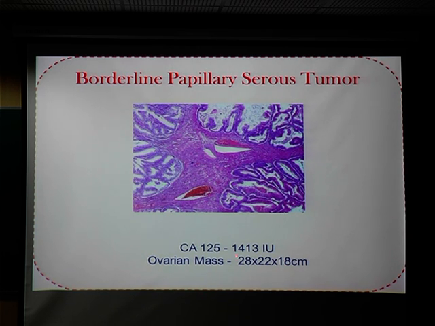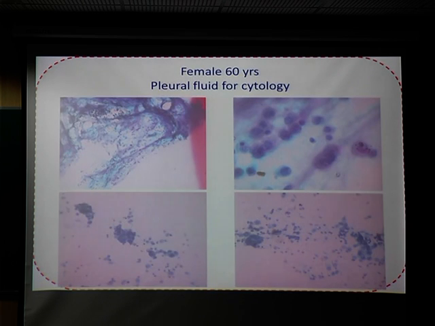In the patient, the CA125 was very high, and we received a mass which was 28 by 22 by 18 centimeters, and this was a borderline papillary serous tumor. Around 15% of the borderline tumors can give rise to ascites, and around 30 to 50% of patients with borderline tumors and having peritoneal implants can have ascites. So always be aware of that.